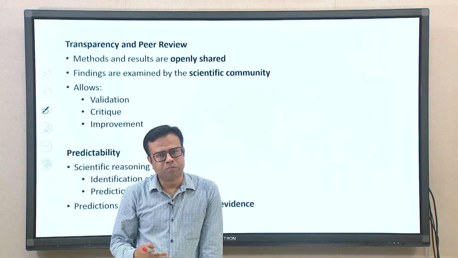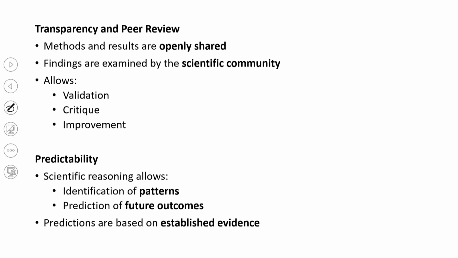Scientific method also requires you to maintain transparency and peer review, which is part of publication and so on. So, transparency means methods and results should be openly shared. So, that is what is done in publications. You openly share what are the processes you have followed, what are the steps you have followed, what was your sample, how you have selected people, what are the analyses you have done, and how you have concluded something. So, every step is given in the publication and so on.